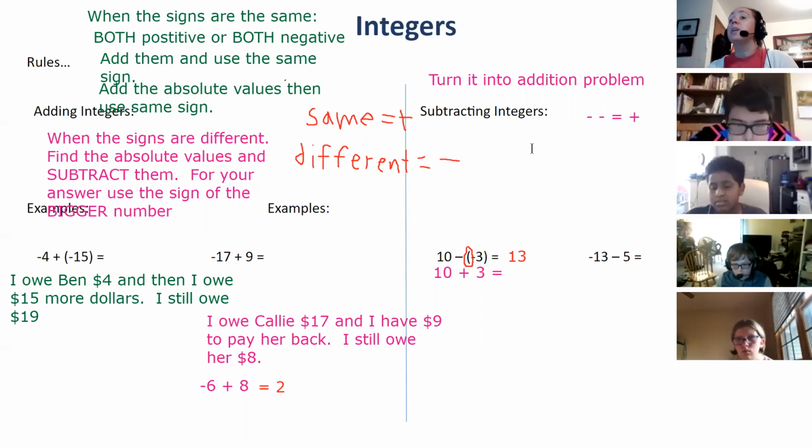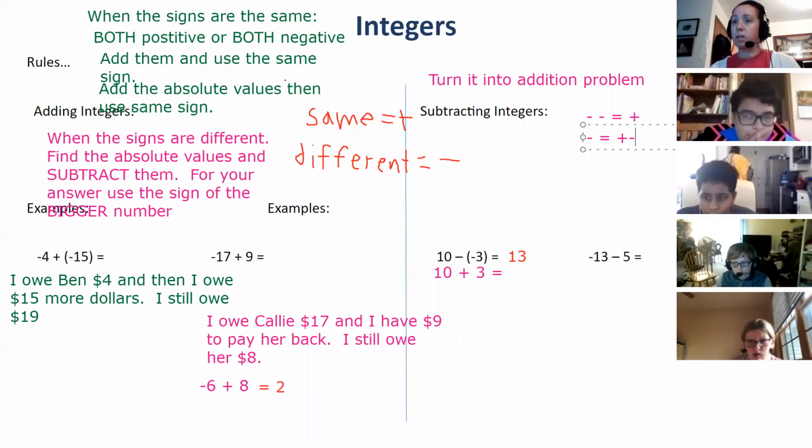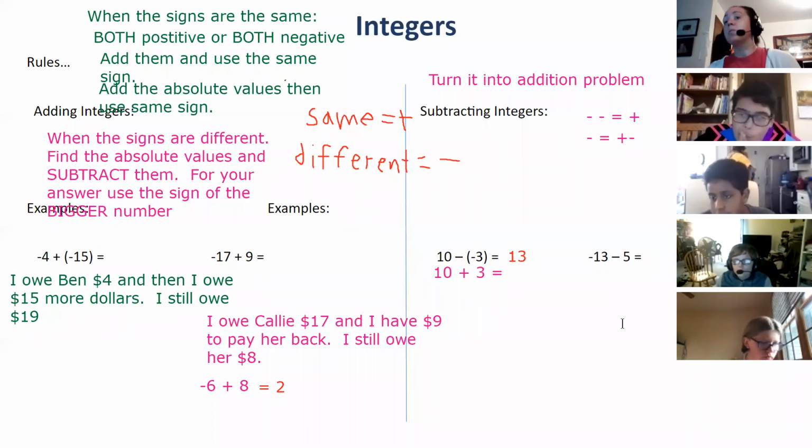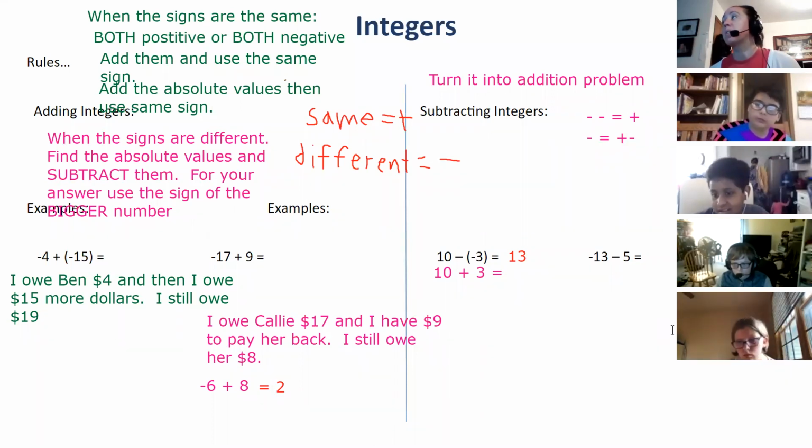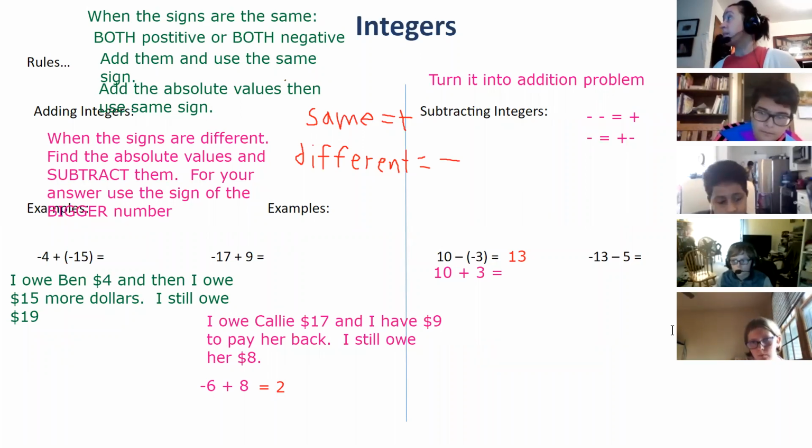Another way to do it is if you have a subtraction sign. A subtraction sign can change into adding a negative. So down here, this negative 13 minus 5, I can change that into an addition problem. What do you guys think that would look like if I changed it into an addition problem? You got to turn it into addition, and then the number would turn negative. You're absolutely right. Very good.